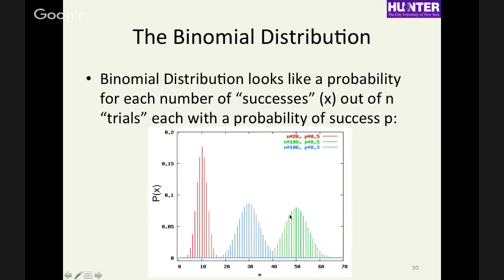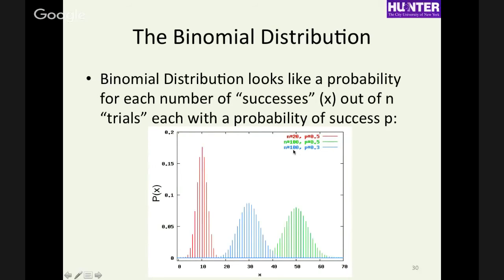For n equals 100 and probability of 0.5, that's 100 coin flips, and the mean number of successes is 50. And you'll notice that there's more spread. When you have only 20 coin flips, it can only possibly go down to 0 or 20, so it's not even possible to have a variation of more than 10 from the mean. But when we've got 100, you can have greater variation, and you see that the spread actually is greater.